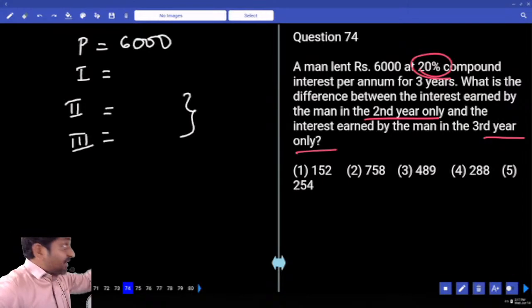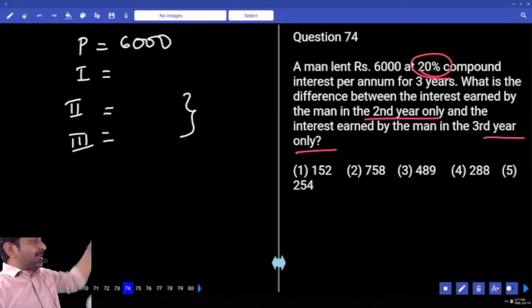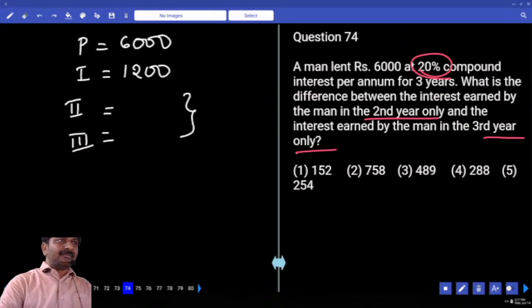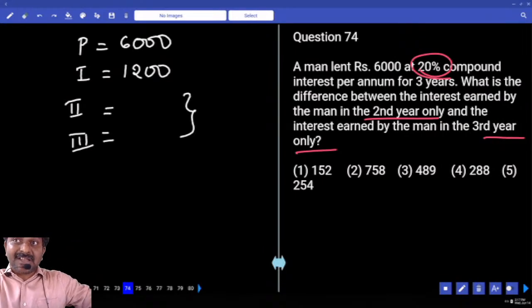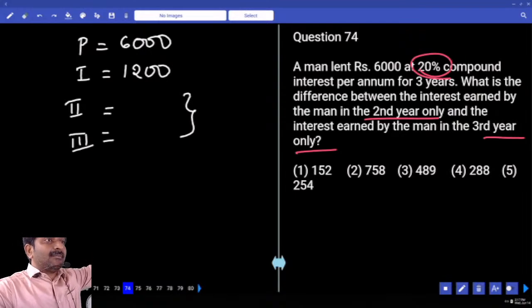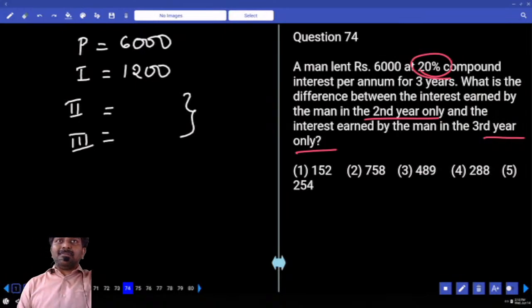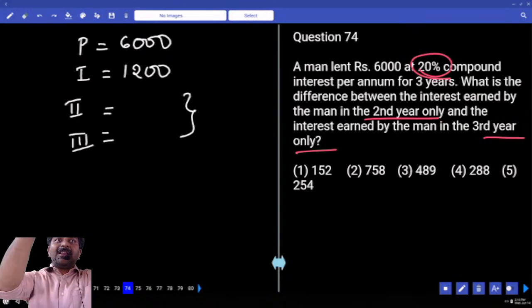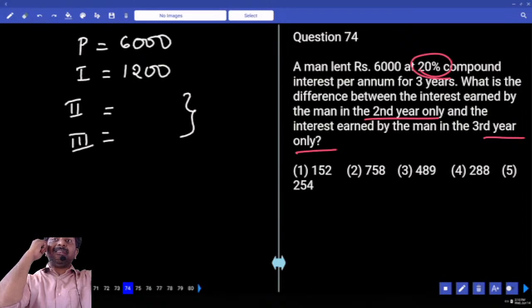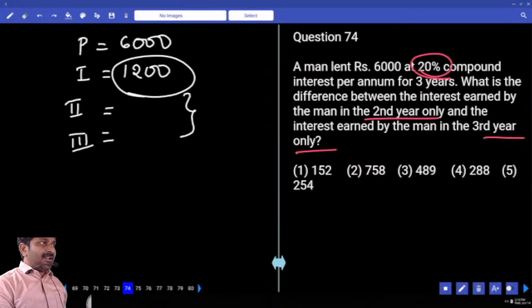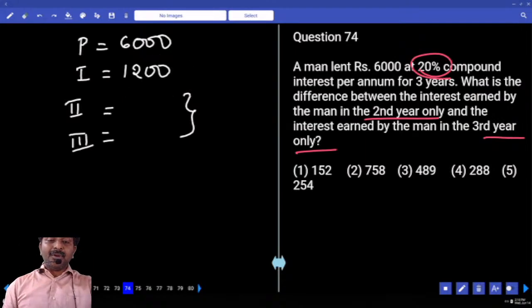How many numbers you see there? Only one. 6,000. Calculate 20% on that number. 1,200. That is first year interest. Now which year interest you want to calculate? Second. How many numbers you see there? On both numbers you need to calculate. Out of both numbers, on the first number already you calculated, right? How much we got? 1,200. Extra is 20% on first year interest. How much is 20% of first year interest? 240. Add 240 to 1,200.